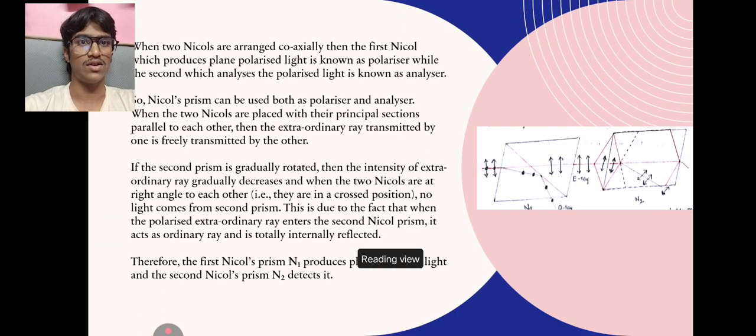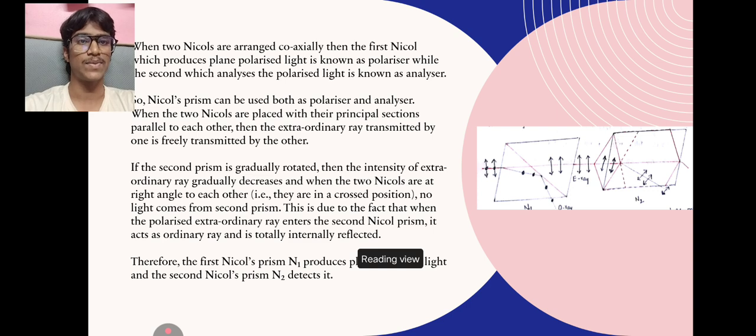When two Nicols are arranged coaxially, the first Nicol, which produces plane polarized light, is known as the polarizer, and the one which analyzes the polarized light is known as the analyzer. So the Nicol prism can be used as a polarizer and analyzer. When the two Nicols are placed with their principal sections parallel to each other, the extraordinary ray transmitted by one is freely transmitted by the other.